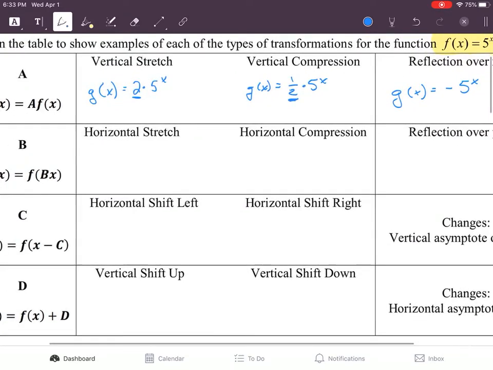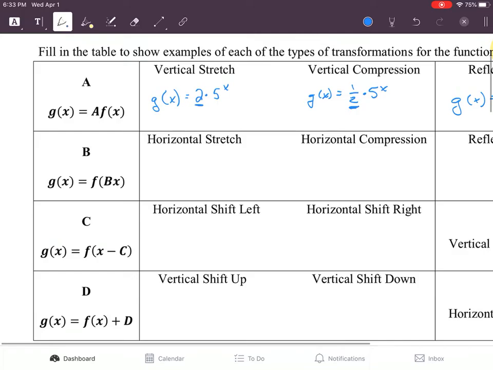Okay, now we move to horizontal. So horizontal, you are multiplying the inside of the function by a number. So in this case, we're going to get g of x is equal to 5. A stretch is going to be the opposite of the stretch for vertical. So for horizontal, we're going to multiply by a fraction. So we have 5 to the 1/2 times x.